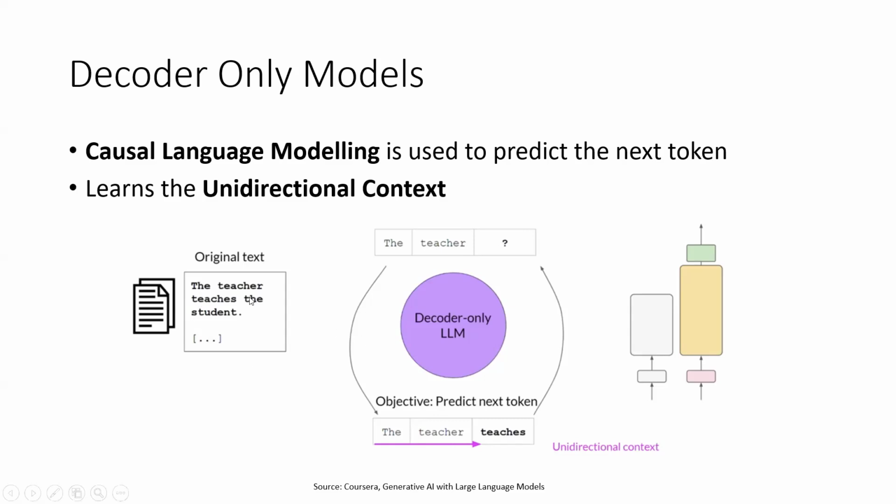missing token. So, the teacher teaches the student, and you ask the LLM to fill the next token. So it should be "teachers". After reading these two tokens, this decoder-only model can understand the unidirectional context and fill this empty token with a suitable token. So this is known as predicting the next token.